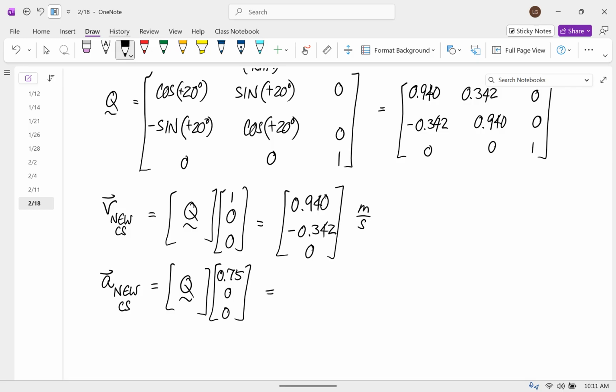And so that would be 0.705, negative 0.2565.